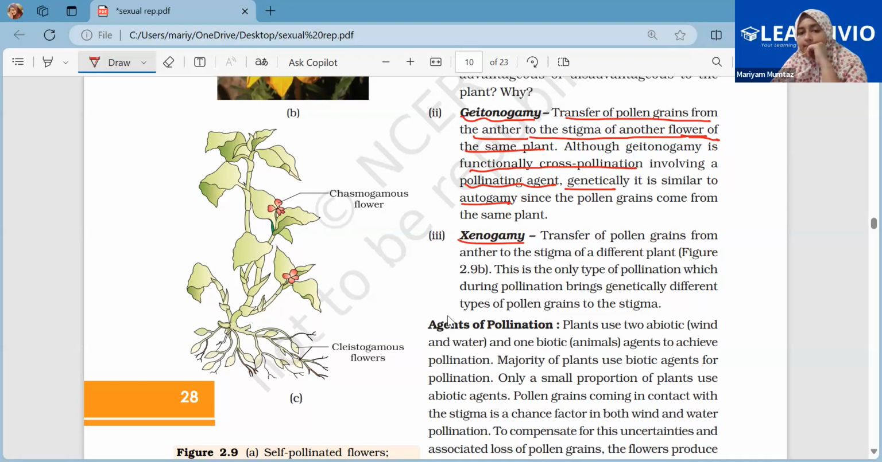Okay. Got it. Now, xenogamy is the cross pollination wherein the transfer of pollen grains from the anther to the stigma of a different plant takes place. Here, genetically different types of pollen grains are brought to the stigma. Clear?